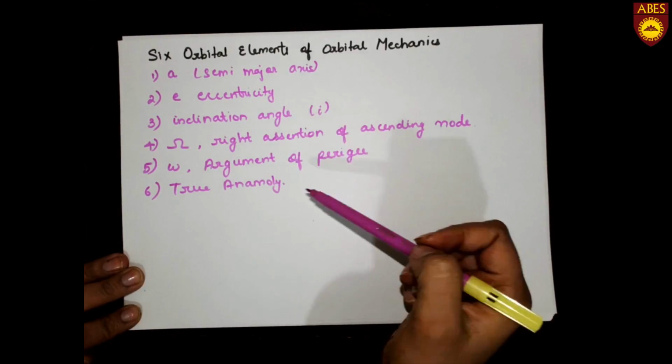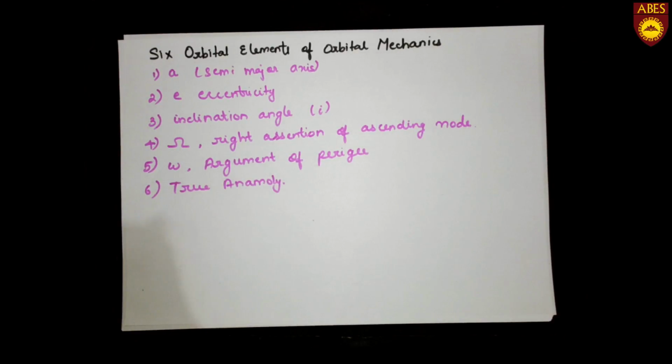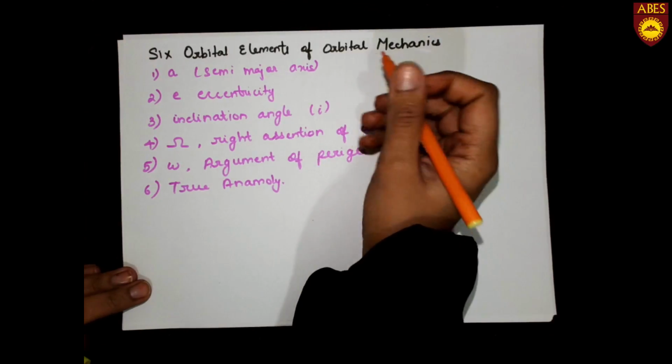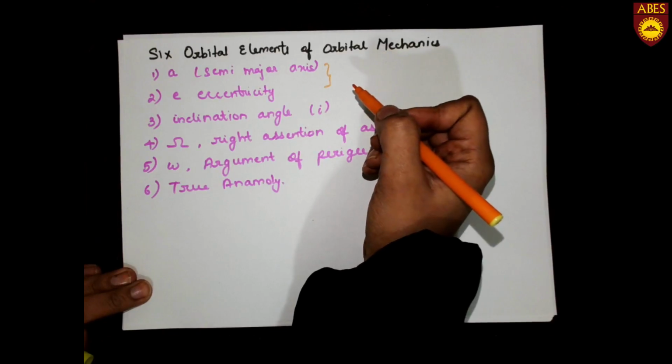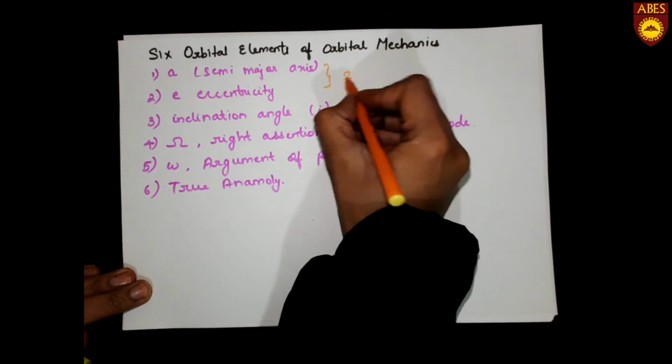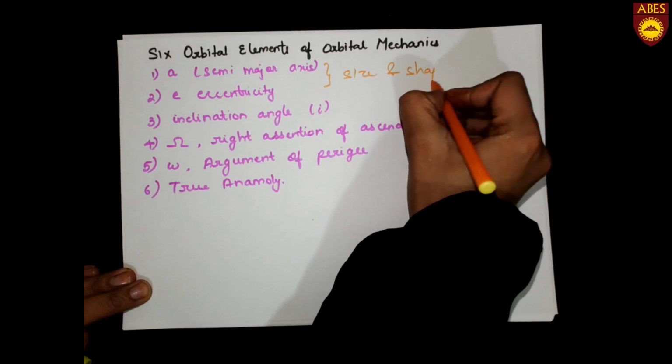These 6 elements are actually used to determine the position, location and the size of the orbit. Now we'll see that these two elements, the semi-major axis and eccentricity, are used to determine the size and shape of our orbit.